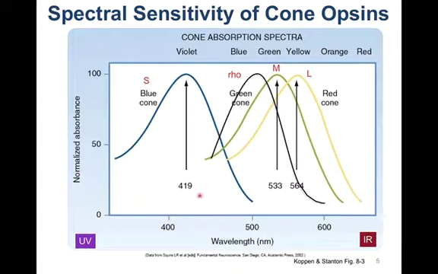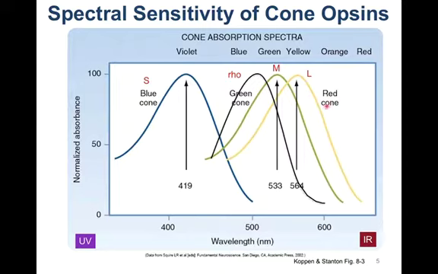So you should know these approximate numbers. Short wavelength sensitive, so I've denoted that with an S up here, expressed by blue cones, maximally sensitive around 420, medium wavelength sensitive around 533, and long wavelength sensitive around 560. And hopefully I remembered to mention last time that 564 is actually in the yellow part of the electromagnetic spectrum, and red would be over here.